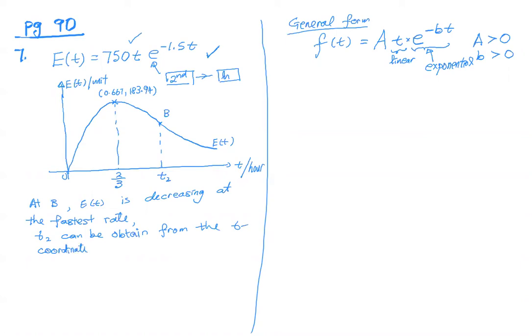T2 can be obtained from the T coordinate of the what? Of the point? You cannot say of the point. Everywhere is point, young people. Of the turning point of F double prime, F prime X. Or in this case, I should say E prime T.